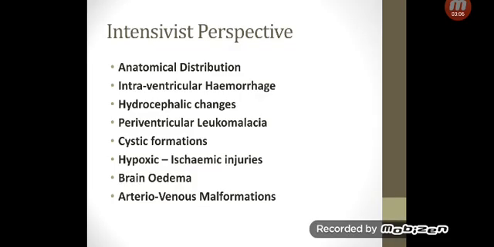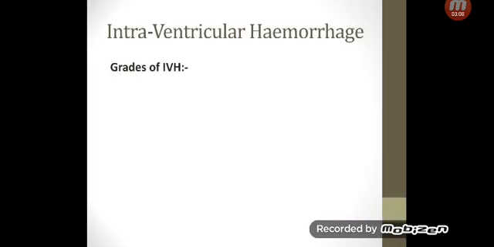I'm not going to discuss the anatomical distribution because again it's just looking for the normal being normal. So we're going to start off with IVH directly. What are the grades of IVH?